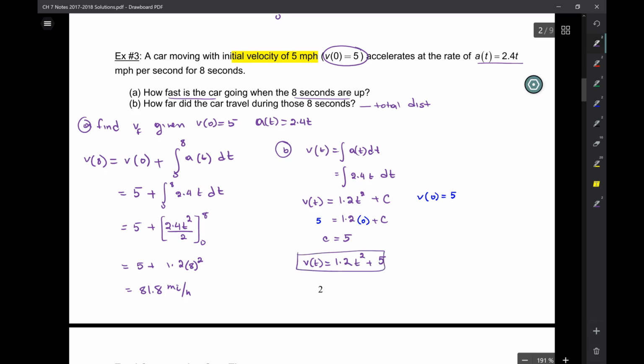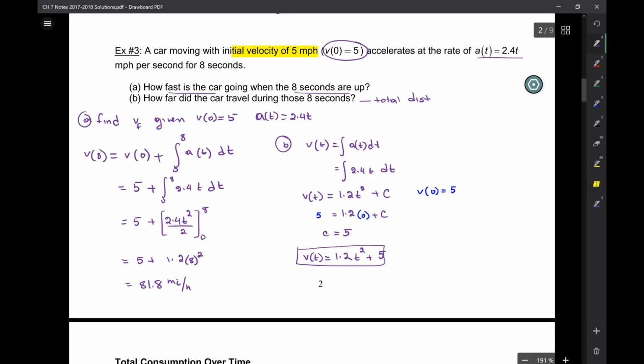So now I have V of t, but that's not even what I want. What I want is how far the car traveled. What I want is total distance, which is the integral of the absolute value of V of t. But now I have V of t, so I can put it into the calculator. Total distance is from 0 to 8, absolute value of V of t dt. All right, and that gives you 0.068 miles.